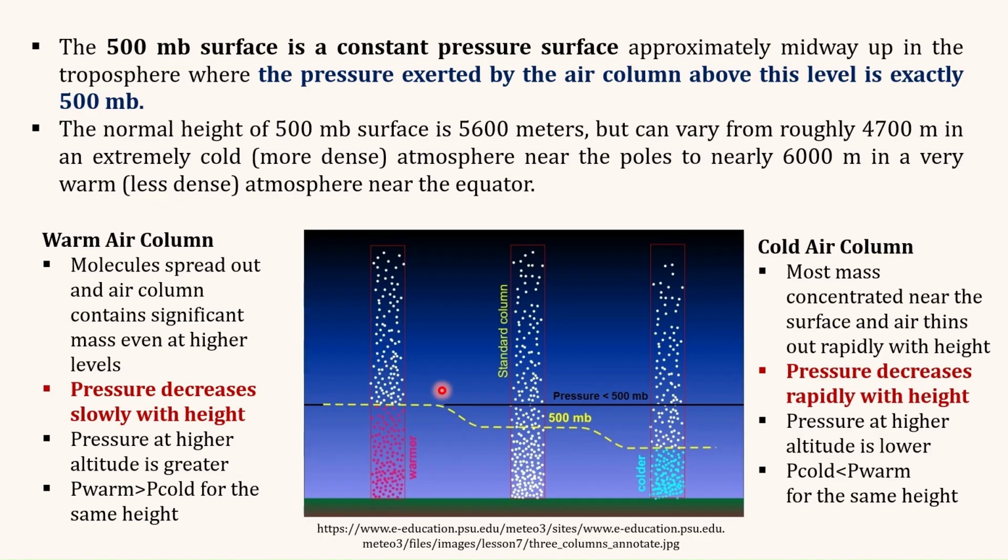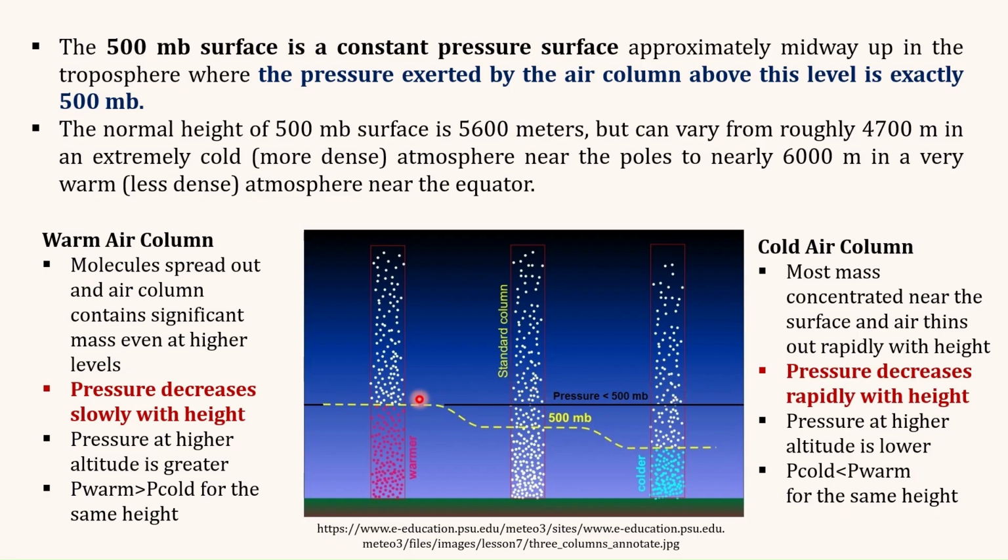Though these three air columns may exert the same amount of atmospheric pressure at the ground, the rate of pressure change with altitude varies depending upon the temperature of the atmosphere. If we consider a particular altitude up in the atmosphere, depending upon the amount of air molecules present above that altitude, atmospheric pressure will vary.